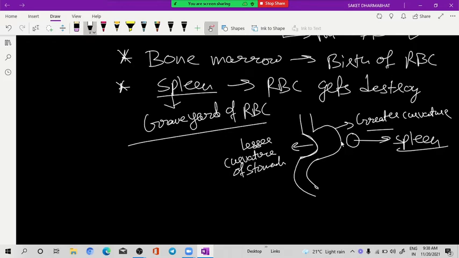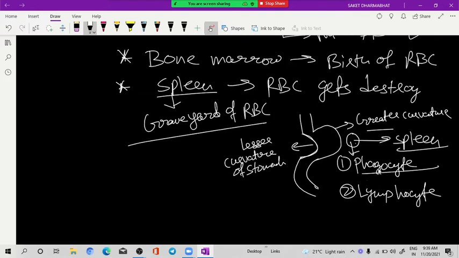Okay. So here it is present. RBCs are coming here, and inside the spleen, two types of cells are found. Very, very important for the NEET. What are the two types of cell? Phagocyte cell, and second is lymphocyte cell.